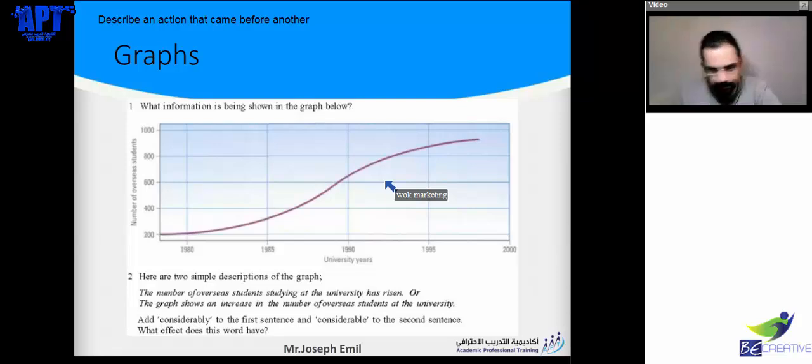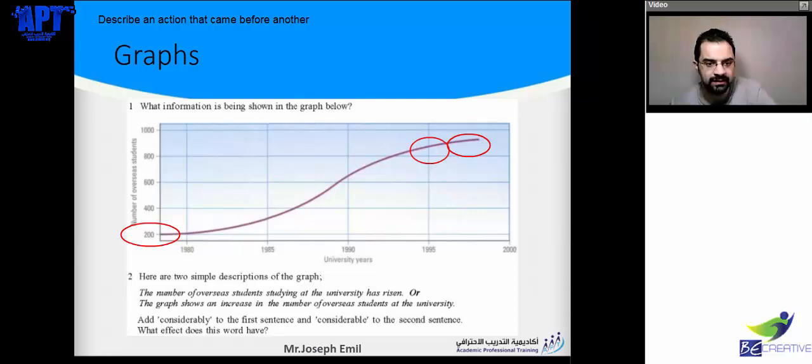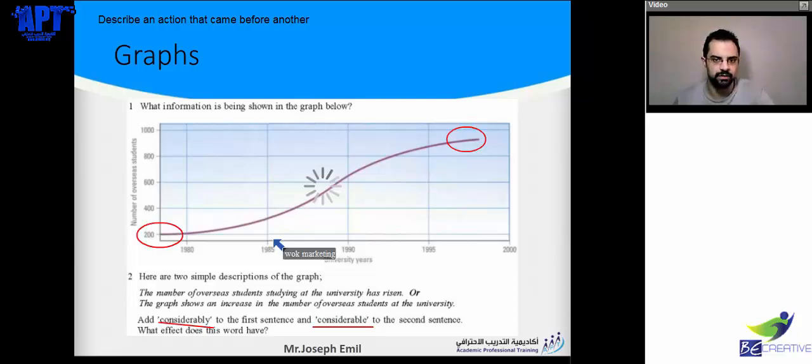So, always, when in a graph, compare between the initial number and the final numbers here, and divide one over the other. So 850, 900 divided by 200, that's 4 times the increase. This is a very large increase. So pay attention to this part. So this is why you say considerable increase. Alright? Or considerable. Why? Because it has increased 4 times. Let's take a look at the next one.